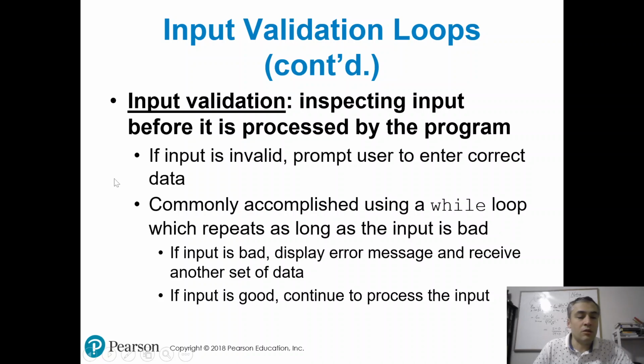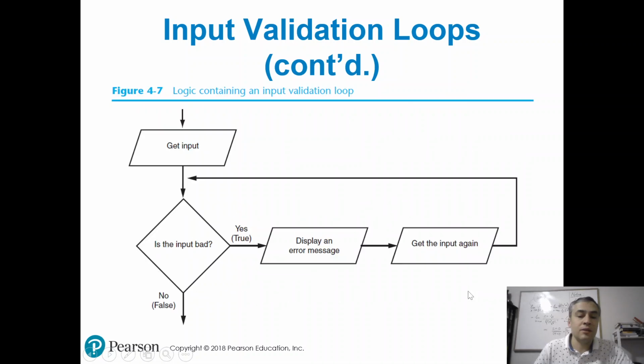Whenever you are asking for input, it's good style to inspect whether this is good input and only then process it in the program. This is usually accomplished with a while loop, which repeats as long as the input is bad. Keep asking the same question, saying this is bad input and asking again. If the input is good, continue to process the input. So this would be a general logic for an input validation loop.